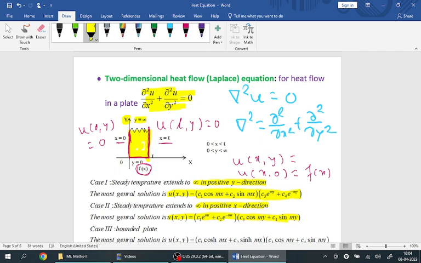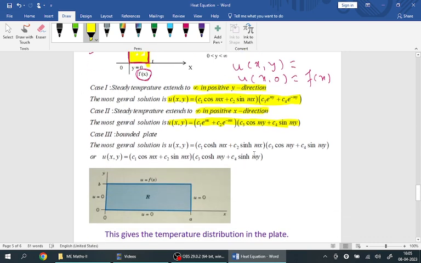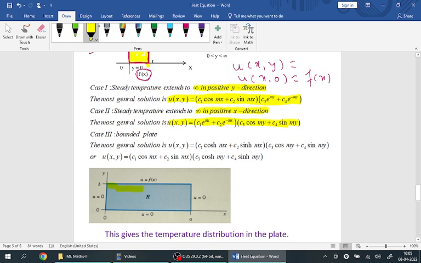And the last, third case, if the plate is bounded. Observe the diagram. In this diagram, this plate is bounded on all four sides. So this is a bounded two-dimensional plate, and on this plate we have four boundaries, so we have four boundary conditions.